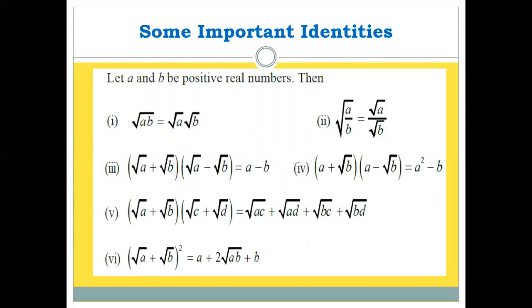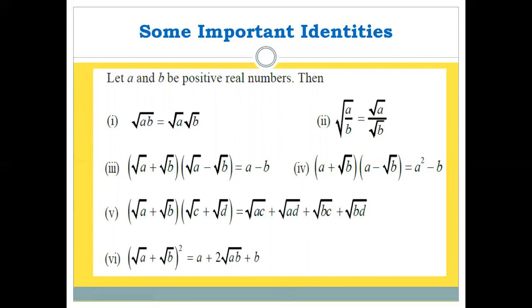Here in the third part, we can say root A plus root B multiplied with root A minus root B is equal to A minus B. So here the application of identity is A plus B into A minus B is equal to A square minus B square, that we know. You can say X plus Y, X minus Y, X square minus Y square. So root A square minus root B square becomes A minus B. Similarly, we can understand the other identities also, fourth, fifth, and sixth. Here, these are the important identities.